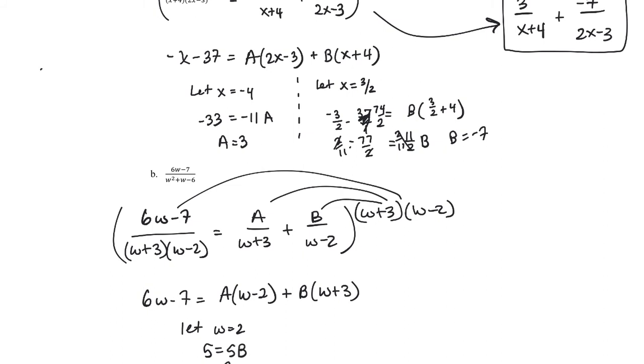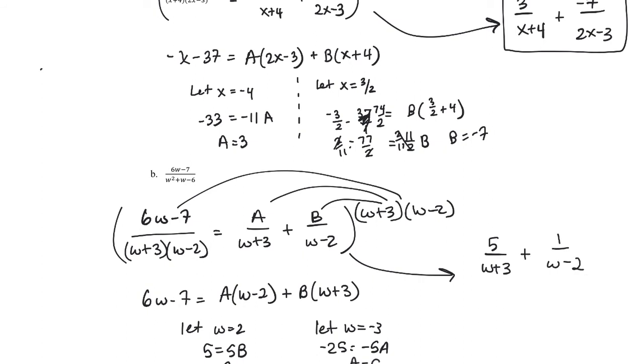So b equals 1. Now, if we let w equal negative 3, then here 6 times negative 3 is negative 18, minus 7 is negative 25. And then negative 3 minus 2 is negative 5, times a is negative 5a. Here, negative 3 plus 3 is 0, so the b part of this equation would disappear. Divide by negative 5 and you get a equals 5. So the partial fractions are 5 divided by w plus 3 plus 1 divided by w minus 2.